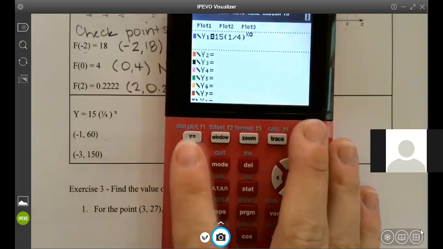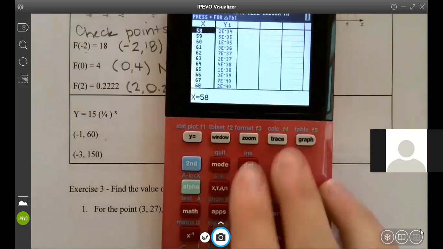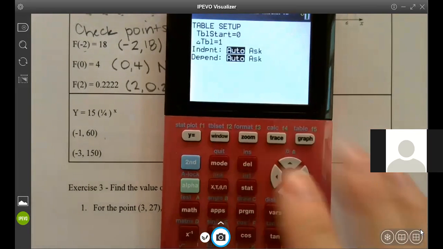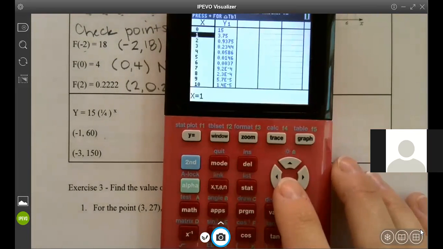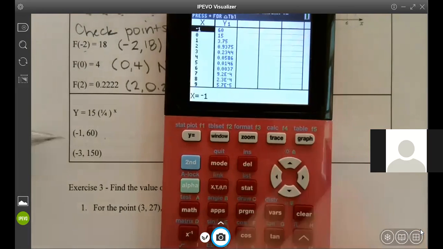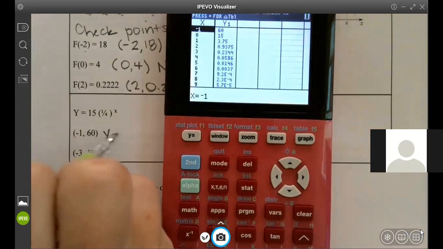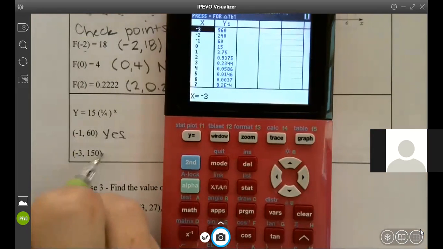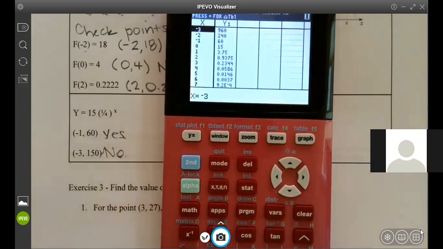Second graph. And then I'm going to change mine. Table start at 0. Our first one was -1, 60. Is that an actual point in my table? Yes. Is -3, positive 150? No. That's all you do. Plug it in and see if it works.